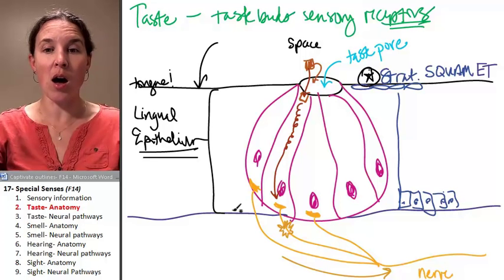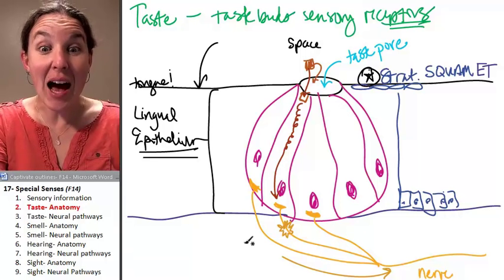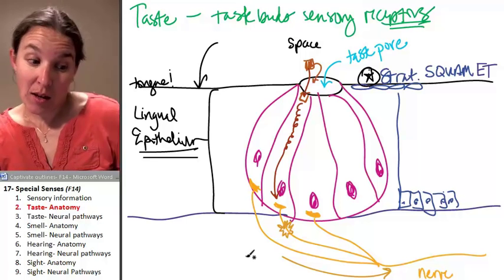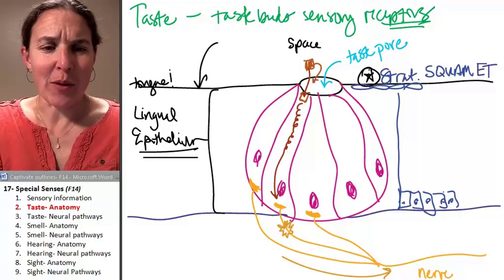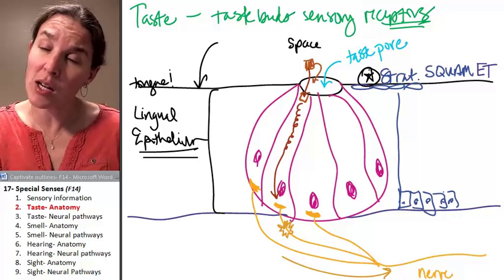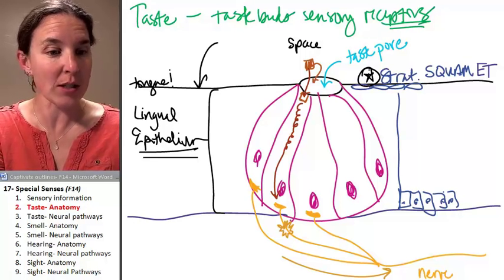Now let's look at the nerve. Now let's look at the pathway. Your tongue doesn't follow a pathway. It's the pathway that the information your tongue is collecting follows to get to your brain.